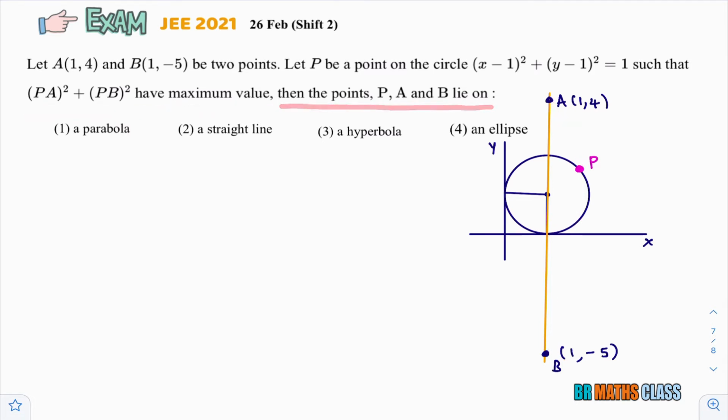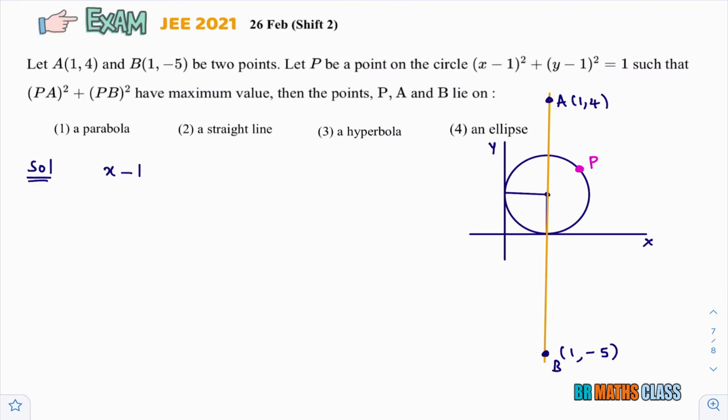You can observe the points A and B already lie on a line. Now if I can identify where this point P lies, then I can easily say whether the points PAB lie on a parabola, straight line, hyperbola or ellipse. I hope you understand the question. If you have already learned the theory of circles, I request you to pause this video and try the solution on your own.